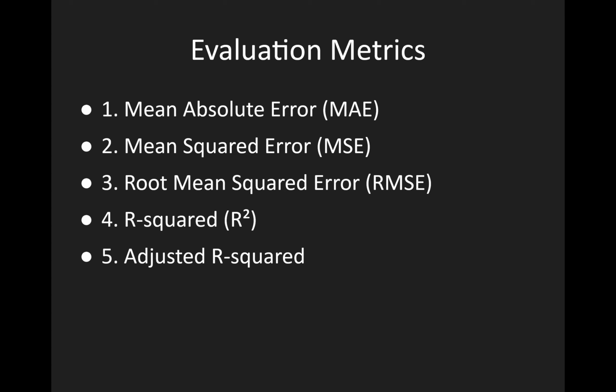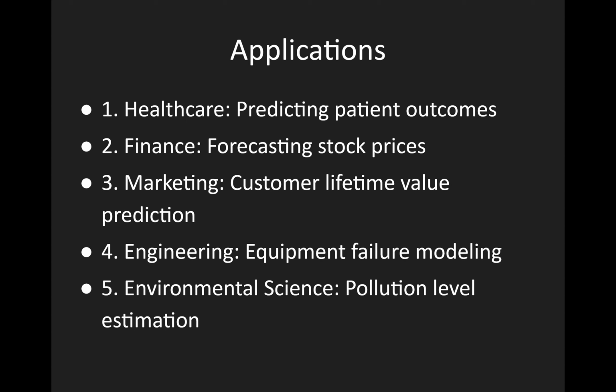Then R squared, that is the proportion of the variance in the dependent variable explained by the model. And in the last, adjusted R squared, which adjusts for the number of predictors in the model. So evaluation metrics are selected based on the specific problem and the nature of the data. And then moving forward to the applications of regression models.